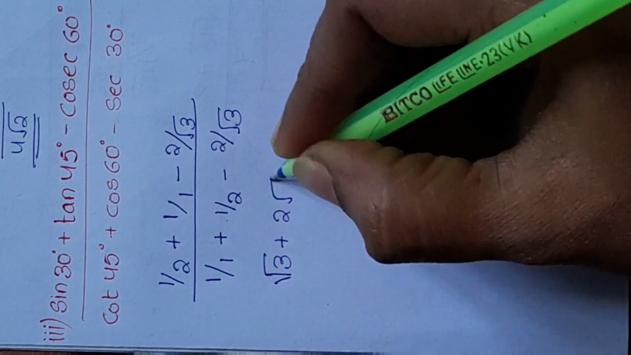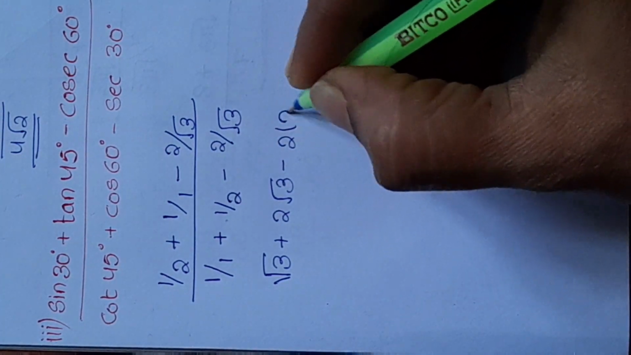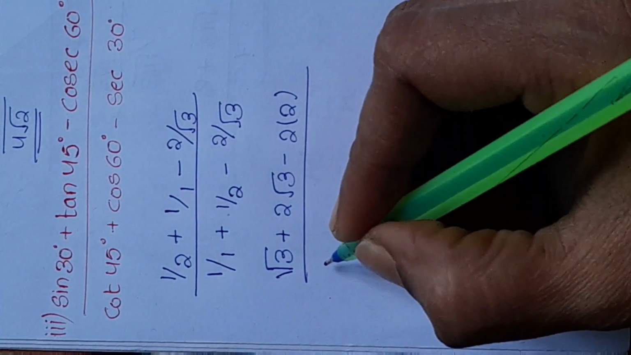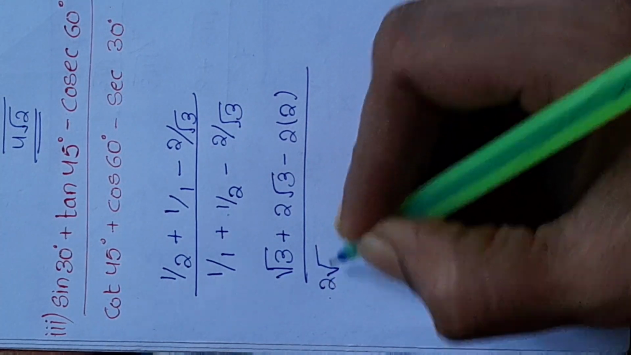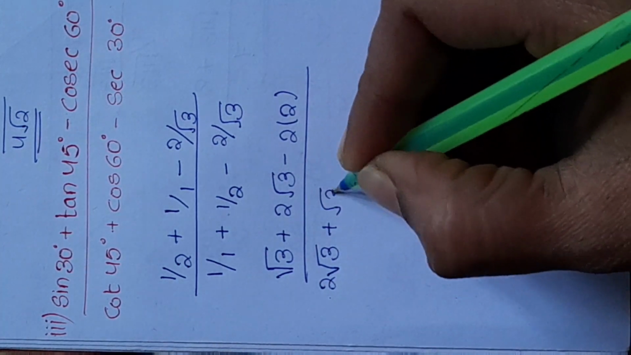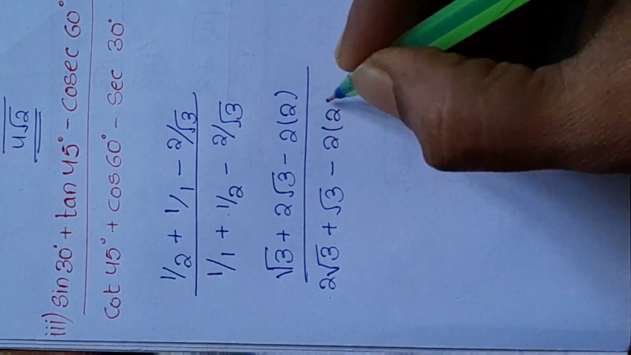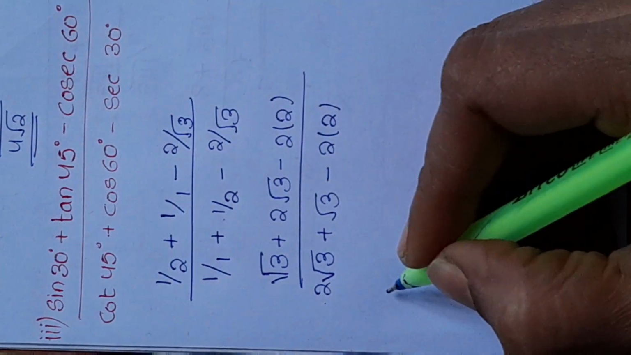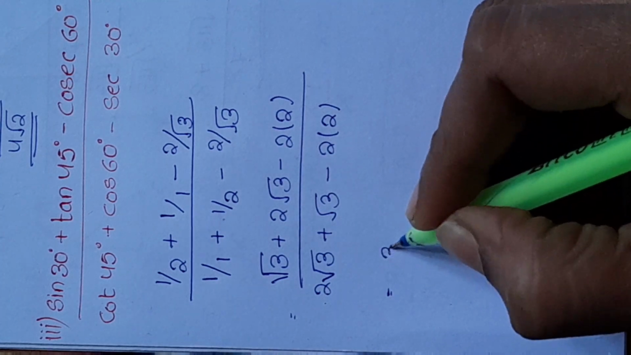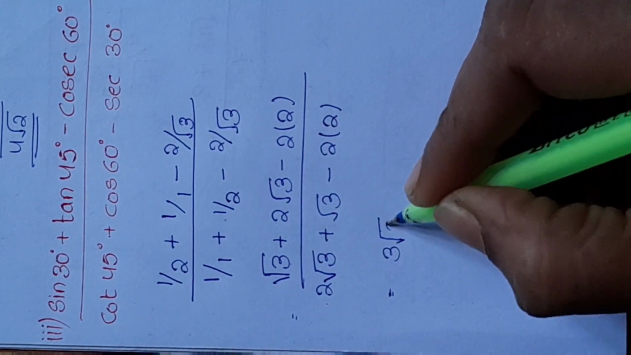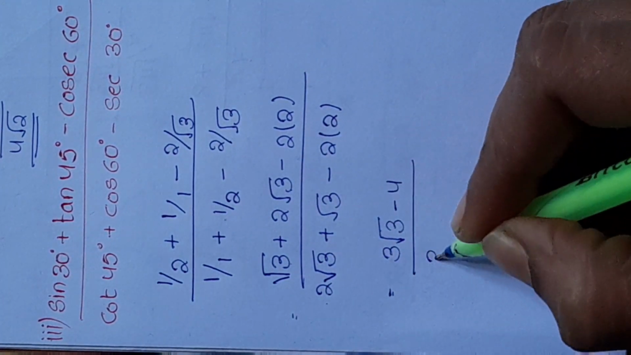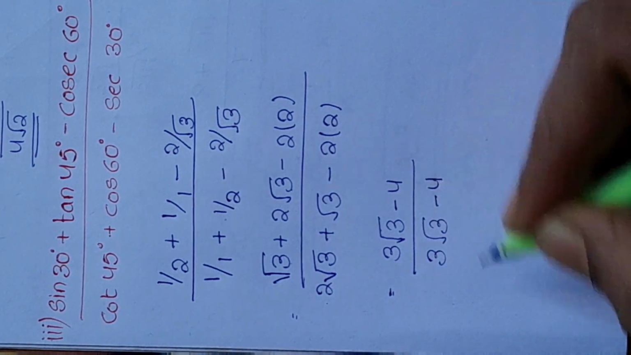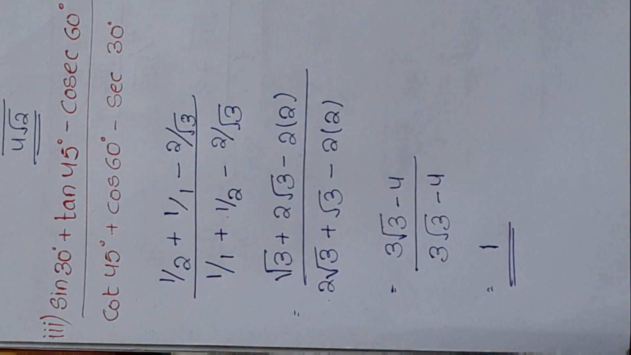Making the denominator 2 root 3, this can be written as root 3 plus 2 root 3 minus 2 into 2 by 2 root 3 plus root 3 minus 2 into 2. Here the denominator 2 root 3 and also the denominator 2 root 3 gets cancelled. Now this can be written as root 3 plus 2 root 3 becomes 3 root 3 minus 4 by 3 root 3 minus 4. The answer is 1.